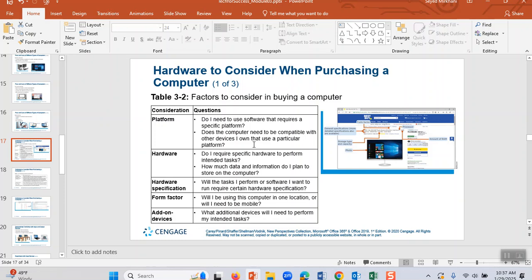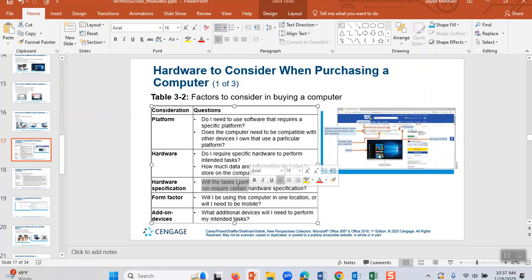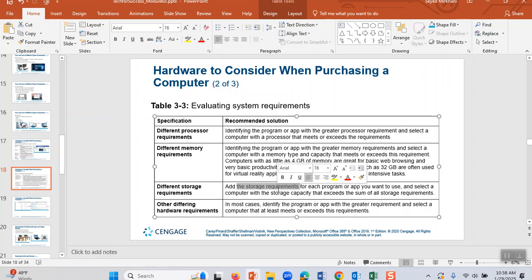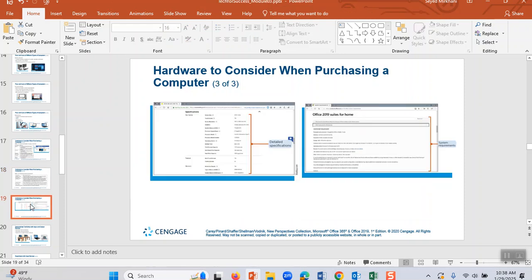And when you buy a computer, you want to know what platform they are going to use, what kind of hardware they use, what their specifications are, and therefore these are things you want to know. And then hardware to consider when you want to buy a computer. You want to see what kind of processor they are using, the memory of the computer, how much storage they have, and how compatible they are with other devices. And for the hardware to consider here, these fonts are very small. Therefore, I will skip that.